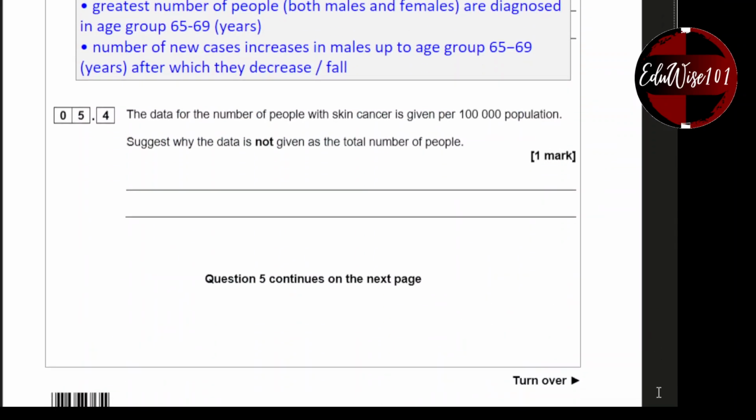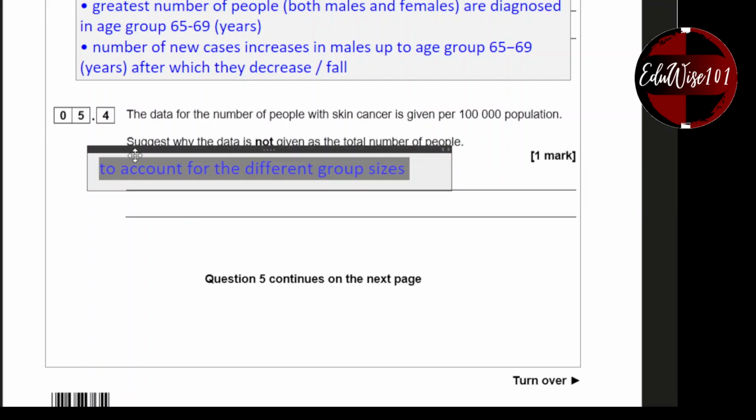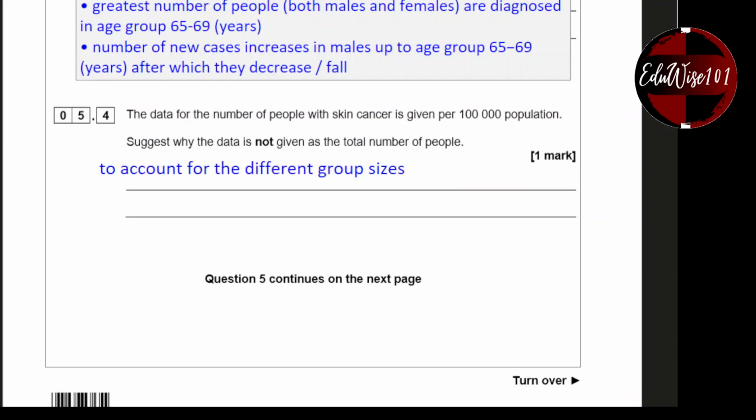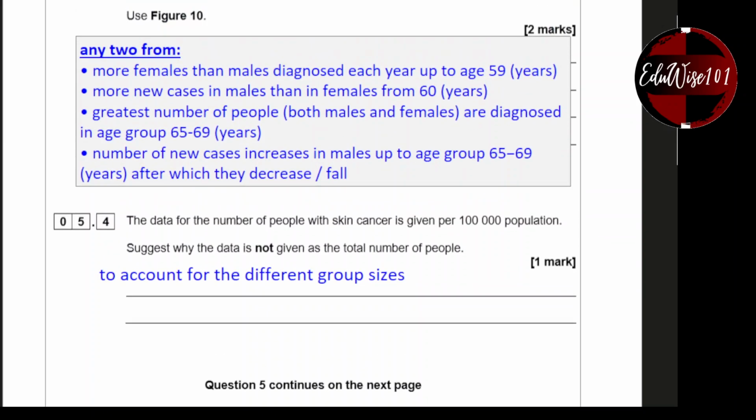The data for the number of people with skin cancer is given per 100,000 population. Suggest why the data is not given as the total number of people. Giving it as the total number of people is going to be confusing, so we account for the different group sizes, so that we can work it out as a percentage in a way, per 100,000.